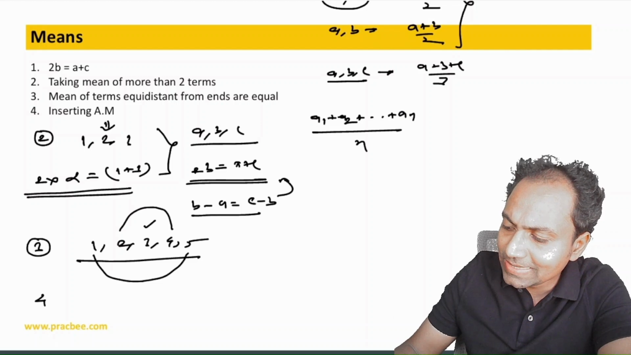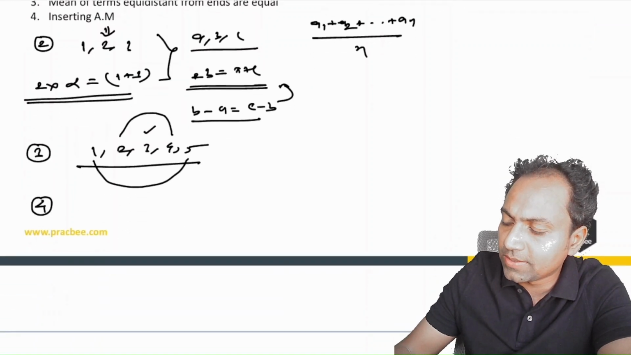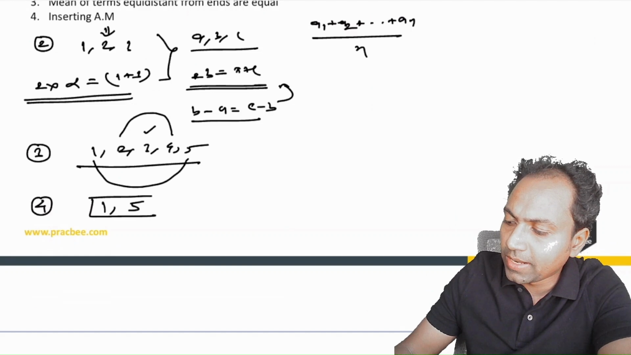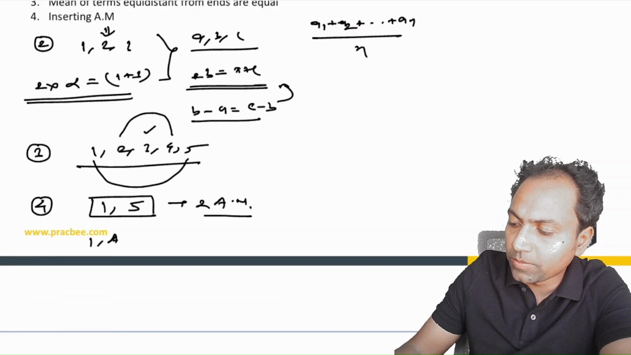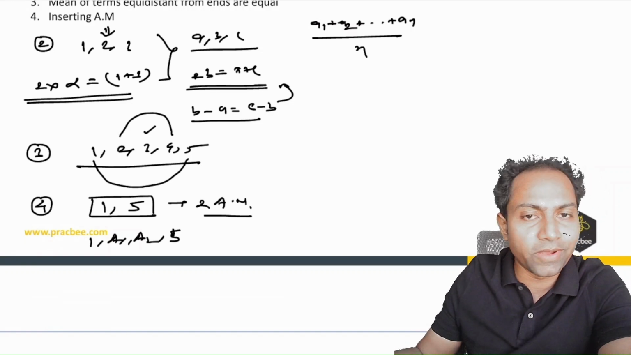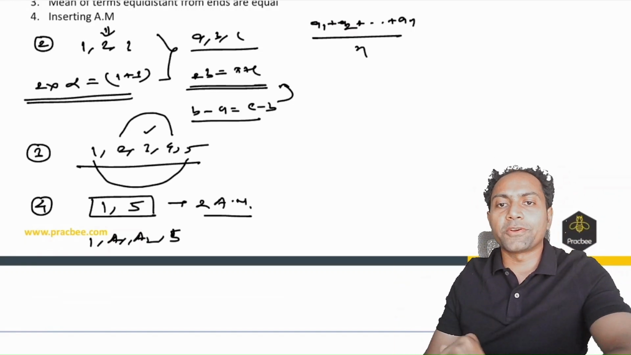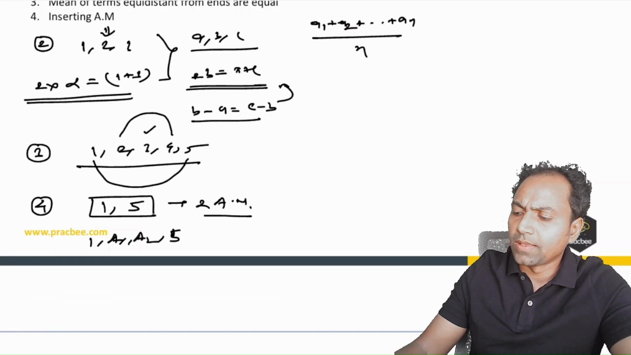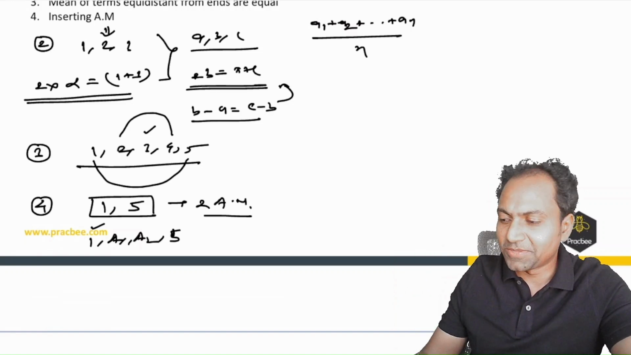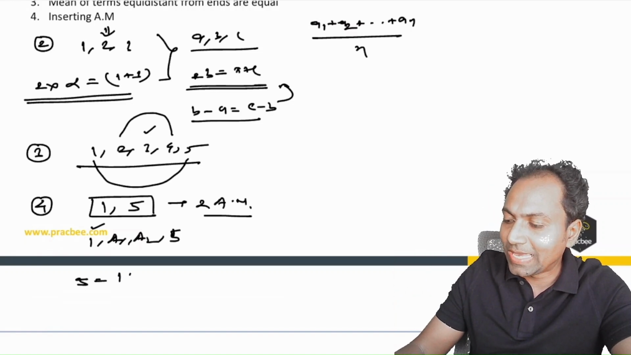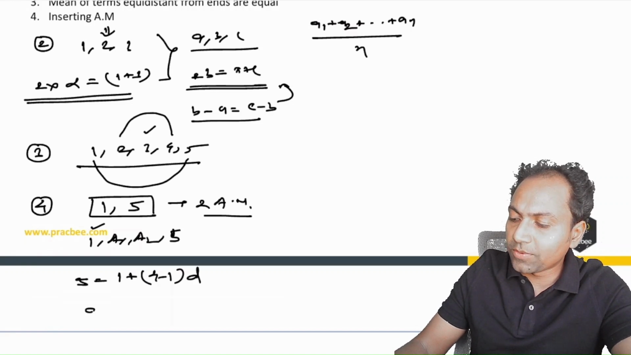And the fourth idea is inserting arithmetic means. So now what they are saying is, let us say we have 1 and 5, and I have to insert two arithmetic means. That means I have to put two numbers here, A1 and A2, in such a manner that 1, A1, A2 and 5 are in arithmetic progression. So in order to do that, we are going to find the common difference, because A we already know, and if I know D, I will be able to tell all the terms. So 5 is equal to A plus (n minus 1) into D, so (4 minus 1) into D. So you can see that from here D comes out to be 4 by 3.